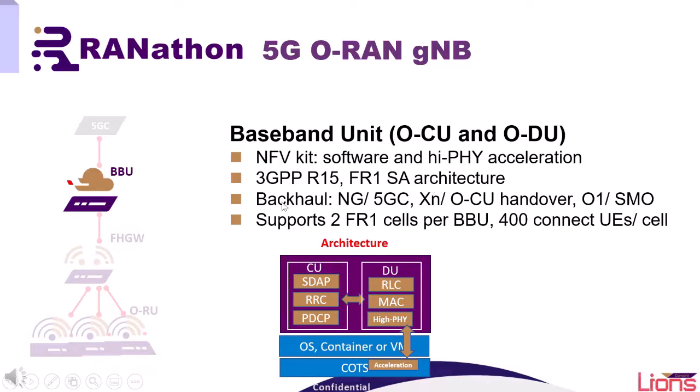The BBU can connect to the 5G core network using backhaul connection. Other interfaces on backhaul include inter-OCU coordination and management, orchestration functions. The BBU connects to Fronthaul Gateway or ORU by ORAN 7.2 split and 10G SFP+, eCPRI fronthaul interface. With standard hardware specifications, one BBU can support 2 FR1 cells and each cell can connect 400 UEs.